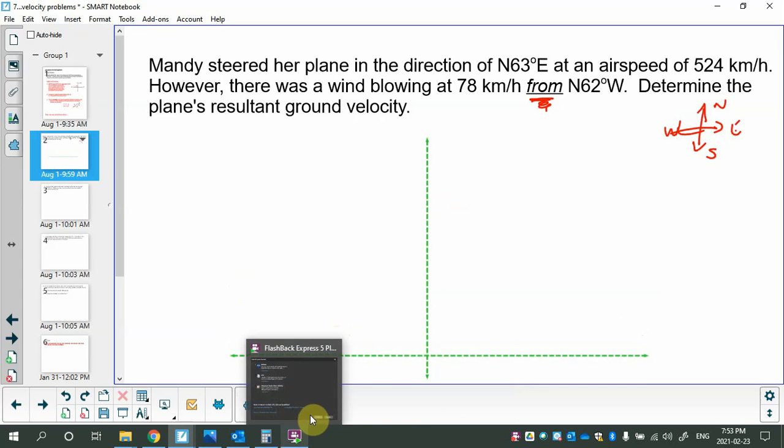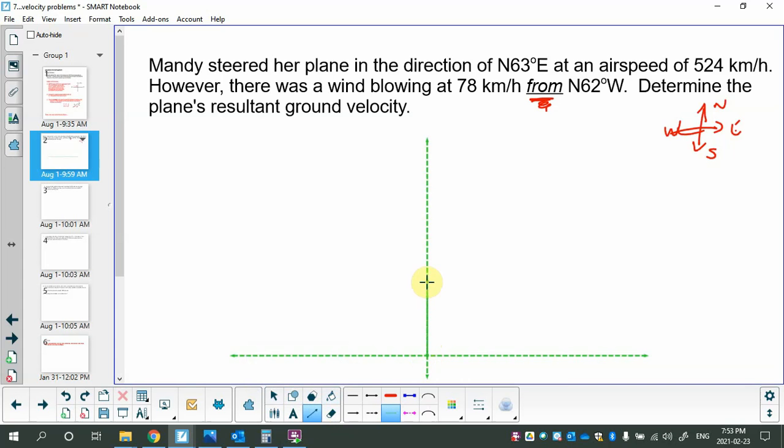All right. So the first thing I want to do is deal with north 63 degrees east. So here is a vector going to the north, but I need to veer it off 63 degrees in the easterly direction. So this number right in here is 63 degrees.